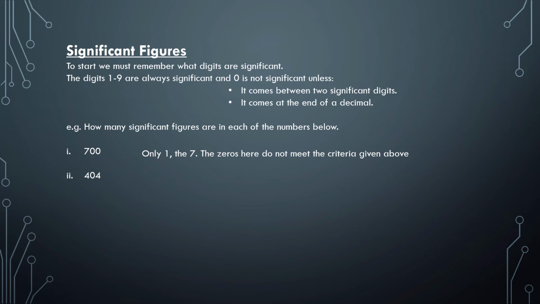Looking at this next one then, 404. First thing I'm doing is looking at my non-zero digits, so I've got 2 of them straight away, a 4 and a 4.